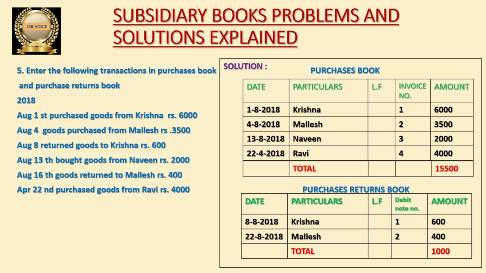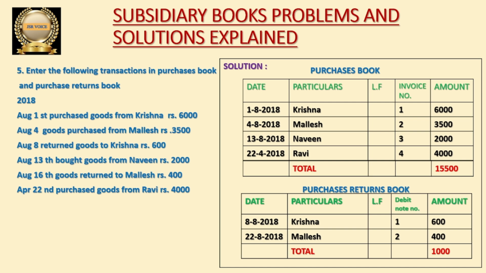2018 August 1st, purchased goods from Krishna, rupees 6,000. Purchased goods, so it is related to purchase book, and we have to see whether it is satisfying three conditions or not. Purchased goods only, one condition satisfied. From Krishna, name is given, second condition satisfied. They did not mention anywhere the word cash, so it is credit purchase. Three conditions satisfied, so we are going to record in the purchase book.